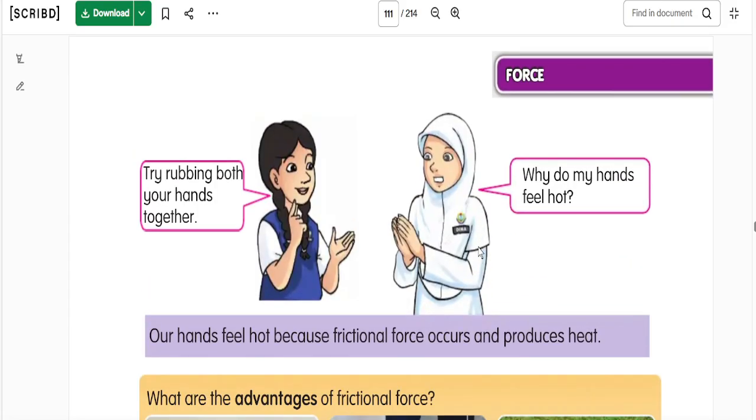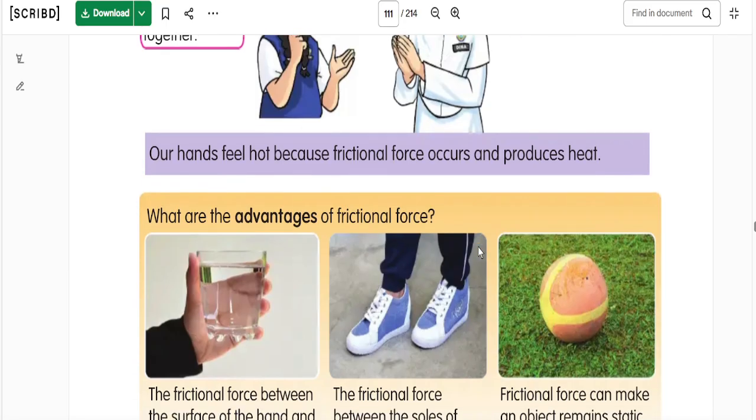So, if you rub both of your hands together, you feel hot, right? Why? Because you create friction. Exactly. And that means frictional force produces heat, right? Yeah. So there are some advantages of frictional force.